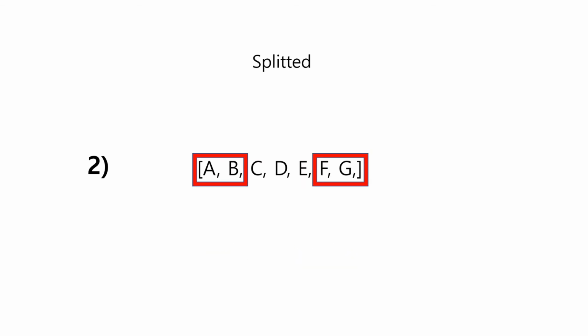The second case is a split case. For example, we have an array A, B, C, D, E, F, G, but the subarray F, G, A, B is the maximum subarray. In this case, you cannot use the original Kadane's algorithm because those elements are split. Then how can we get that maximum subarray? All right, then let's take a closer look at the problem.